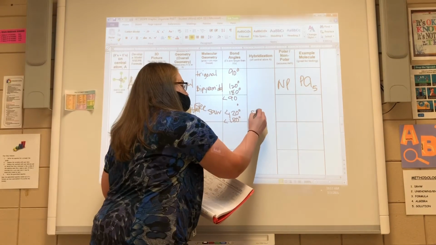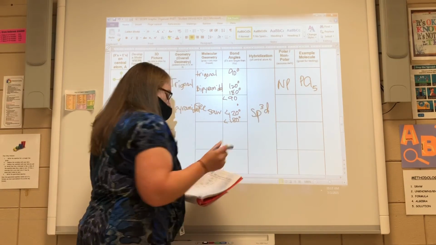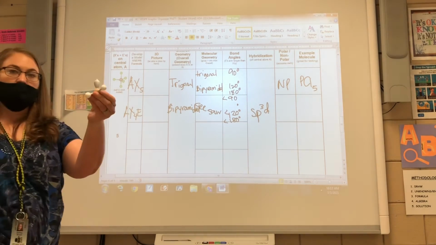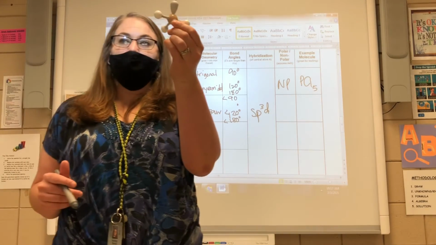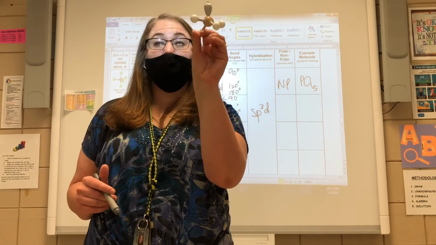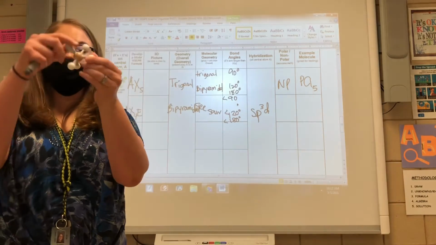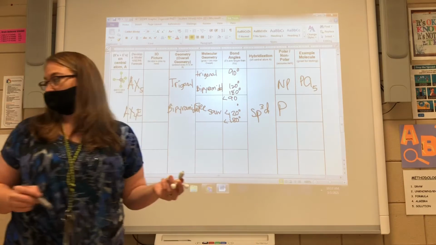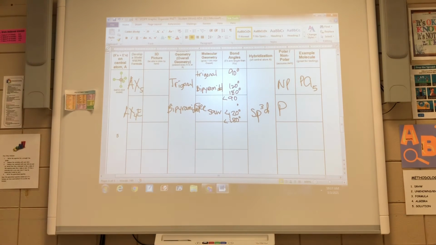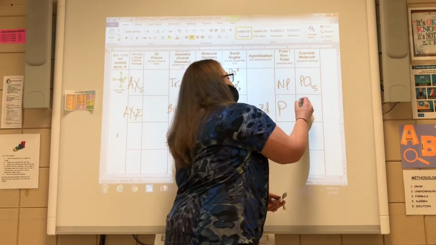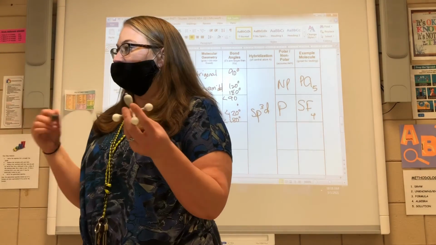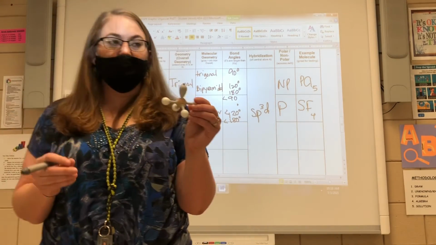We had our hybridization in the other day. So do you think this is going to be polar or non-polar? It's going to be polar, because it's not the same all the way around like the other one was. An example of that is SF4. Now, I'm not going to make you memorize these examples. I'm just trying to give you examples to see what you could plug in there.